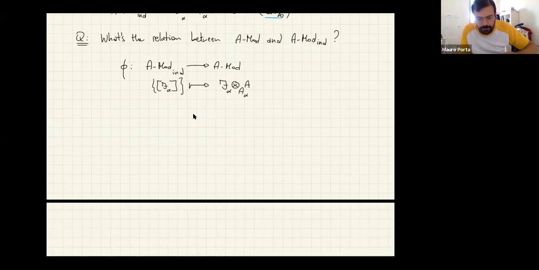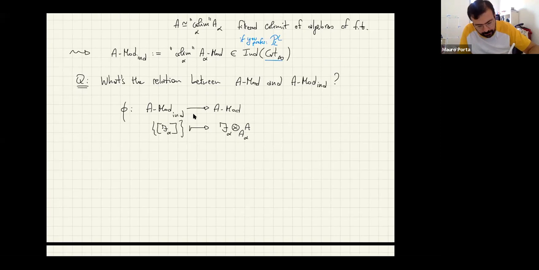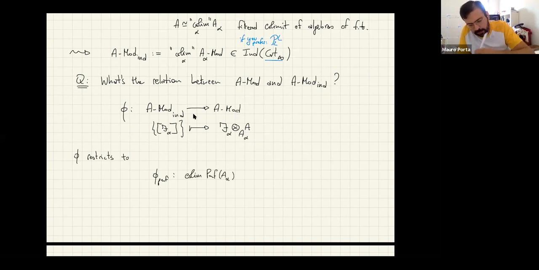Okay, and now the point is that phi restricts to perf, let's call it phi perf, that goes from the colimit of perf A alpha to perf of A in Ind cat infinity.